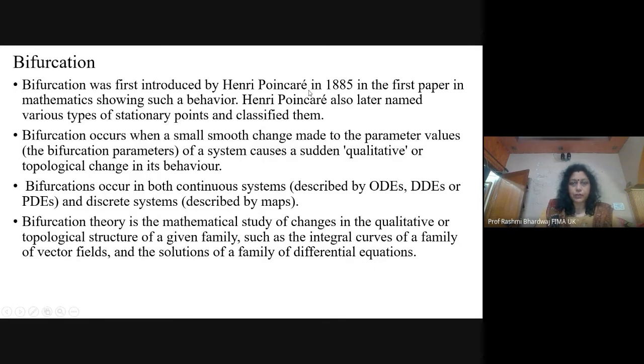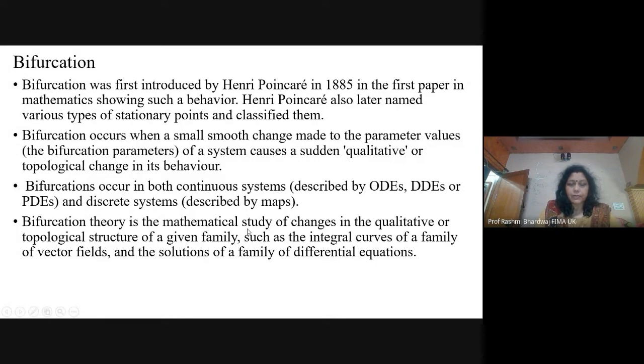Basically, it was first introduced by Henri Poincaré in 1885. He showed that there are different types of stationary points. Poincaré sections are also named after him, and bifurcation also. He said that bifurcation occurs when a small smooth change made to the parameter values of a system causes a sudden qualitative or topological change in its behavior. It occurs in both continuous systems and discrete systems.